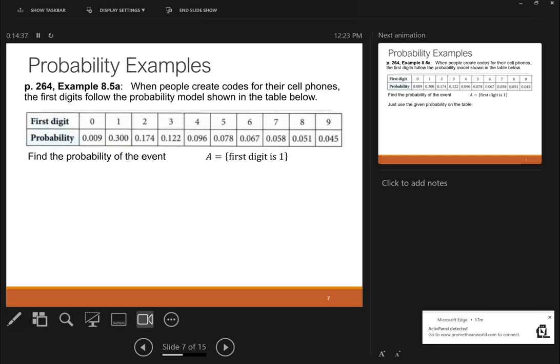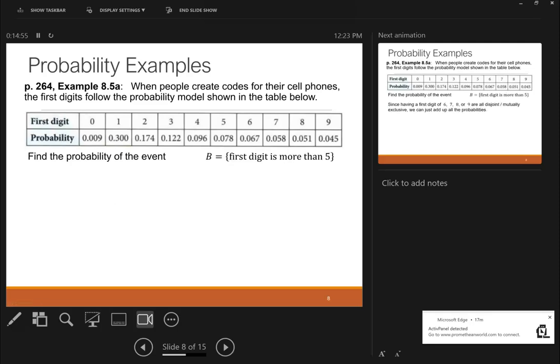3 out of 10, or 30 out of 100, or 300 out of 1,000. Those are all fine ways. All of those are correct. You could use them interchangeably. There's no preference given. I think you're crazy not to just use the decimal that was given to you.